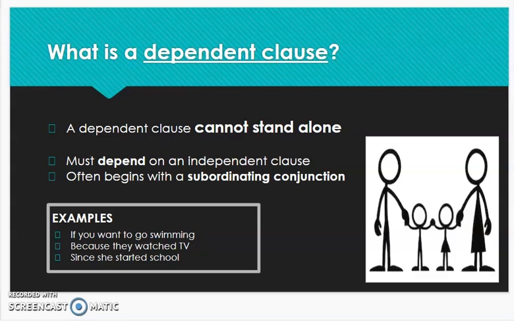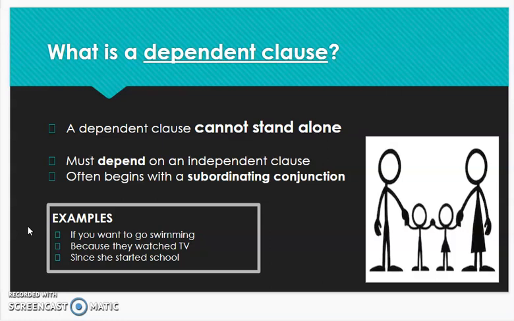If you want to go swimming, right here, if is a subordinating conjunction. What's going to happen if you want to go swimming? Are you going to ask for permission? Are you going to go to the swimming pool? Are you going to go to the beach? I don't know what's going to happen if you want to go swimming. All I know is that if you want to go swimming. So that is an incomplete thought.